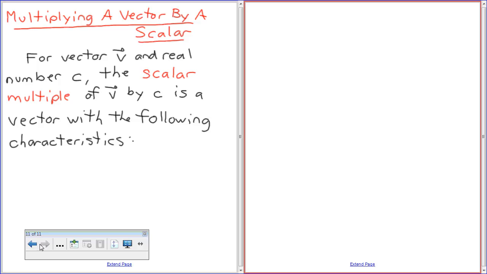The magnitude of this is going to be the absolute value of c times the magnitude of v. Can somebody tell me what absolute value means? If I say, what's the absolute value of -10? 10. Just positive 10 is the absolute value. So if I multiply something by 5, it's going to be 5 times the length, which makes sense. If I multiply something by -5, does someone want to take a guess what that means?